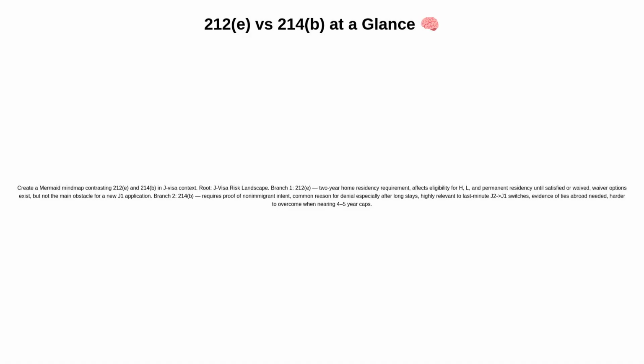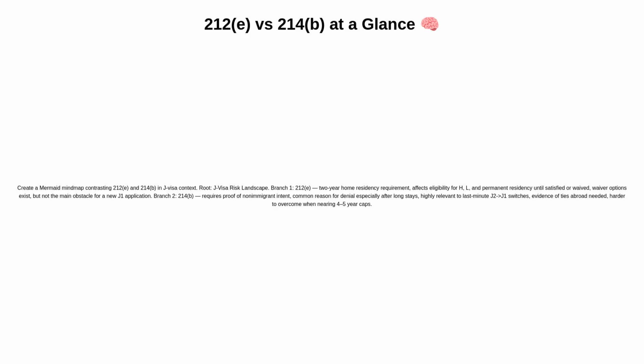This mind map separates 212E from 214B. On the 212E side, there is a 2-year home residency requirement tied to certain program categories, skills lists, or government funding. It can bar H visas, L visas, and permanent residency until it is either fulfilled or waived. While important, 212E is often not the main obstacle when applying for a new J1.